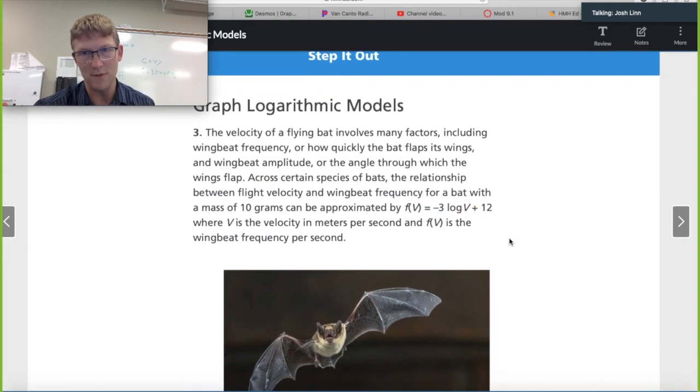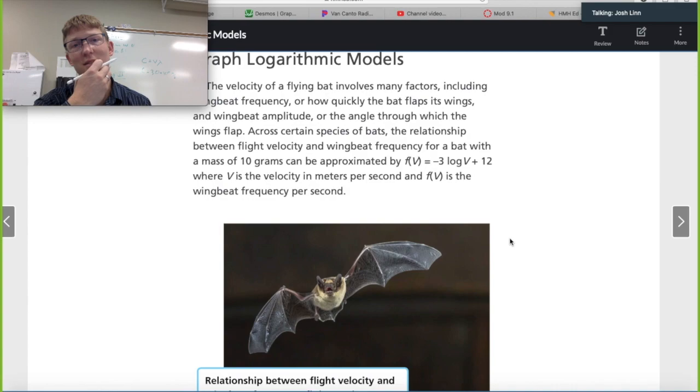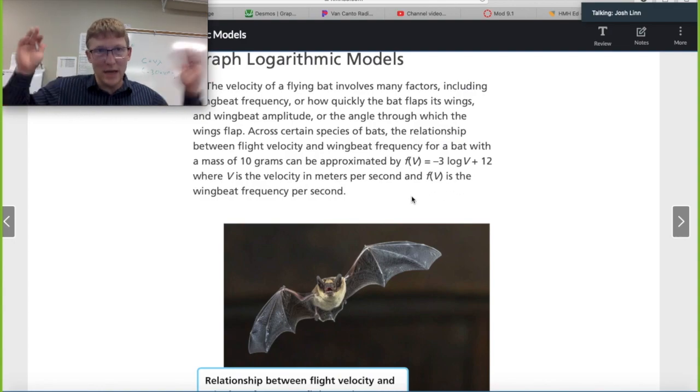Notice that it is a log function, where v is the velocity in meters per second, and f of v is the wing beat frequency per second. So v is how fast it's flying. f of v is how fast it's beating its wings.